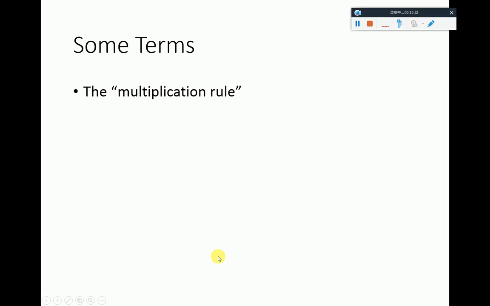The third thing that we need to remember or learn to understand the chi-square test is to understand a very basic mathematical rule that's called the multiplication rule. Okay, very simple. Let's start with something that we all should understand.